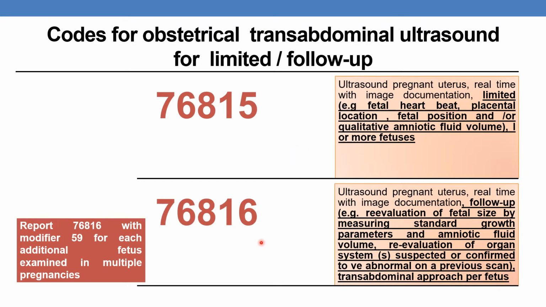The next code is 76816. Ultrasound, pregnant uterus, real time with image documentation, follow-up for re-evaluation of fetal size by measuring standard growth parameters and amniotic fluid volume, re-evaluation of organ system or systems suspected or confirmed to be abnormal on previous scan. Transabdominal approach per fetus. That is the description for 76816. And report 76816 with modifier 59 for each additional fetus examined in multiple pregnancies. In case of twins or triplets, you need to report 76815 with modifier 59 for each additional fetus examined.